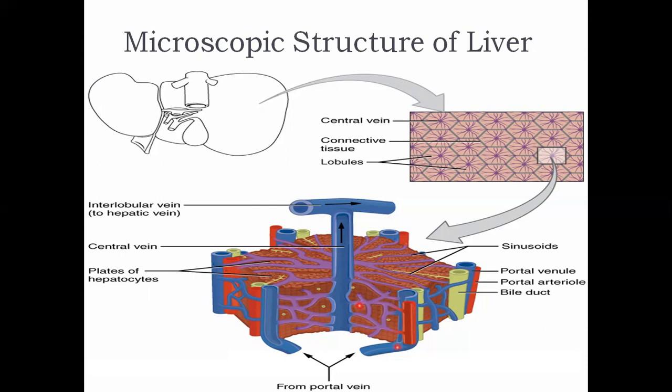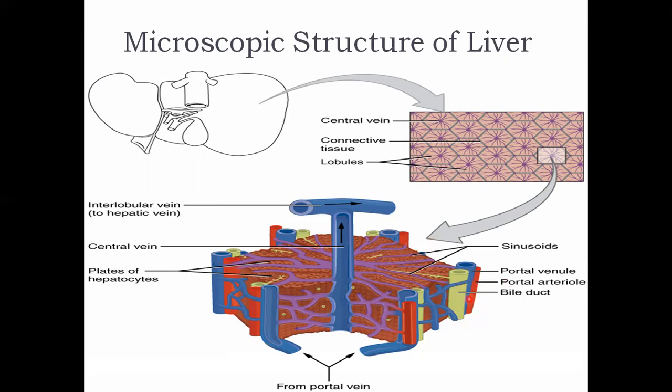The sinusoid is lined by endothelial cells, which can be macrophagic in action. The macrophage cells in the liver are called the Kupffer cells. Then the liver secretes bile, which is its exocrine function, right? The bile secreted by the hepatocytes is drained by the bile ductules, and they unite to form the main bile duct.